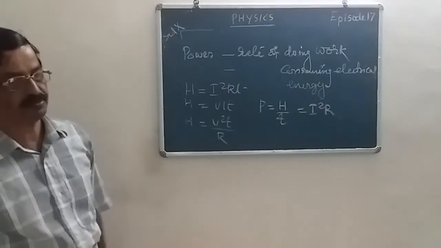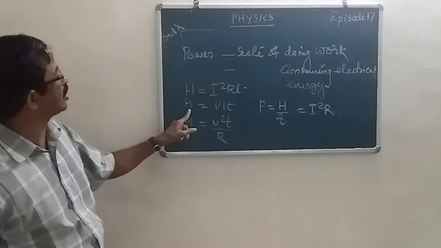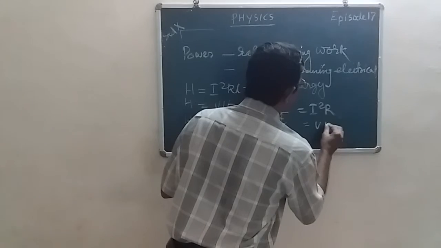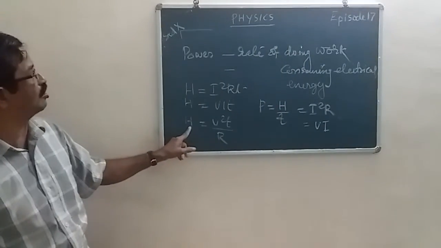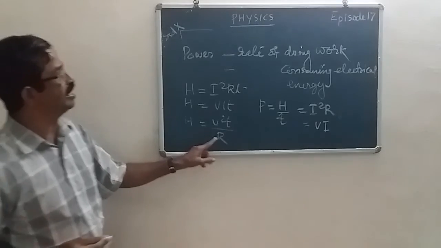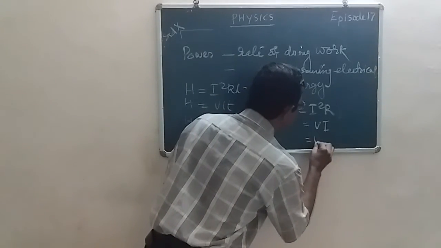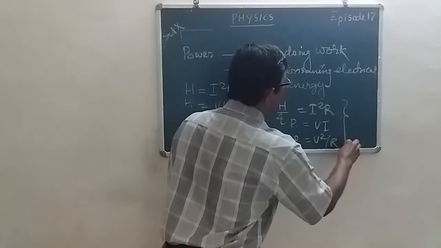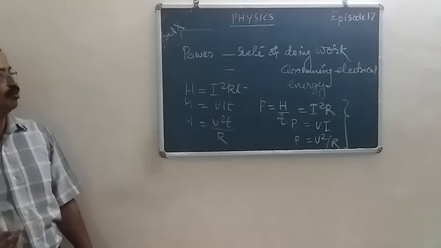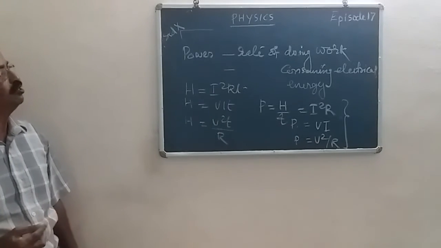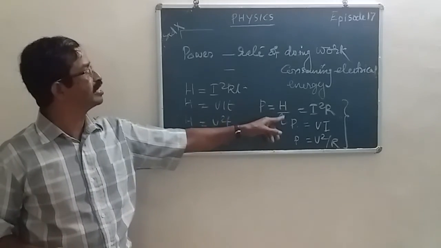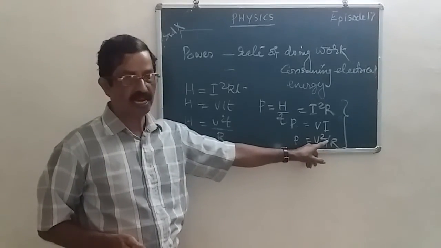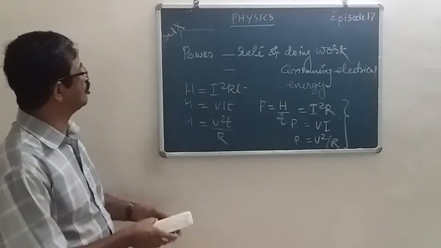This is the power. And from these relations, P is equal to H by T is equal to VIT by T, so we get VI. And from the relation H is equal to V square T by R, divided by T, we get V square by R. These are the relations we can use to calculate power in an electric circuit. Power in an electric circuit is equal to how much? P is equal to H by T, that is equal to I square R, P is equal to VI, and P is equal to V square by R. These are the relations that we can use.